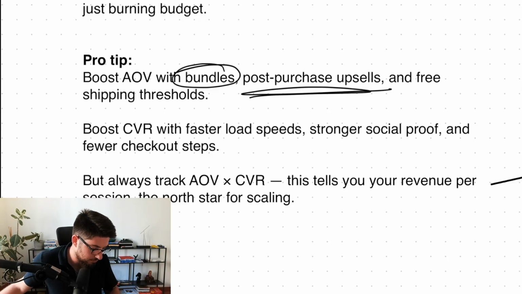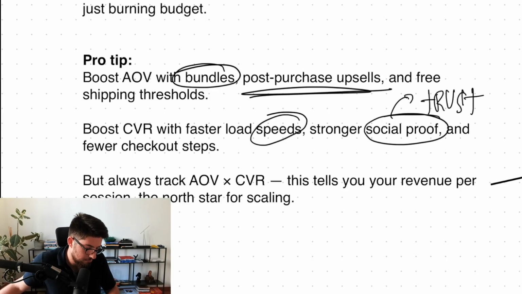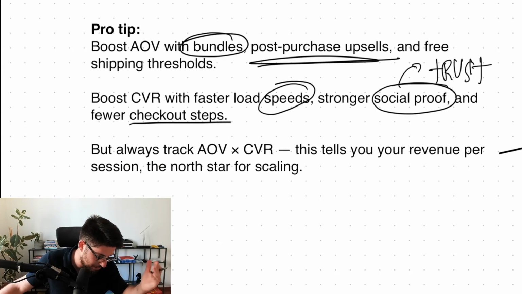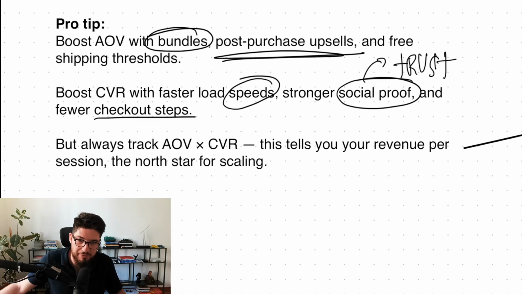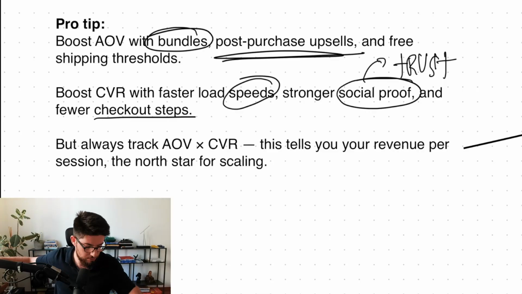For conversion rate, site loading speed is important. More social proof, because at the end of the day, conversion rate is based off of trust and familiarity. And if you can shorten the checkout steps, that's cool, but I'm not too much of a fan, it's okay. And always track the RPV, revenue per visit, AOV times conversion rate. When you have a problem with the ROAS, you have to look at the revenue per visit first, and then look at the CPC.